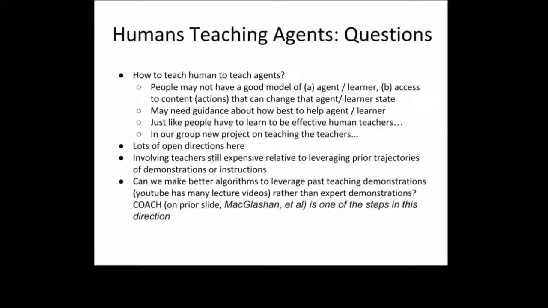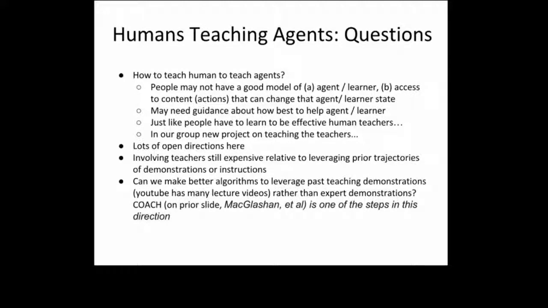I think there's a huge number of open directions here. And I think this is important too, because when we involve teachers, it's still often very expensive compared to leveraging just past data. And I think it can be very powerful, but we need to be able to do it in a judicious and cost-sensitive way.